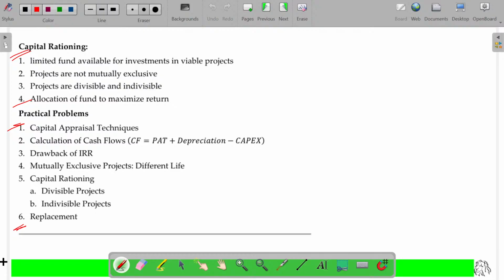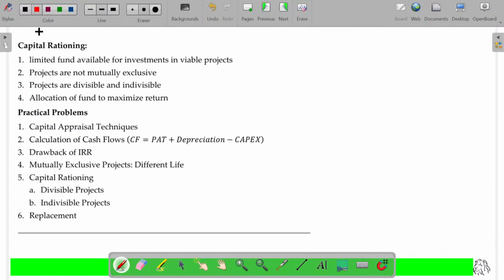Now we have to study the variations. In your practical problems, you first have to understand various capital appraisal techniques. We have completed that earlier. Step 2, you have to understand how to calculate the cash flows. We have studied some illustrations for this: PAT plus depreciation minus capex. We have seen that. And we understood the drawback of IRR also in the previous classes. Now we have to complete the fourth, fifth, and sixth aspects here.